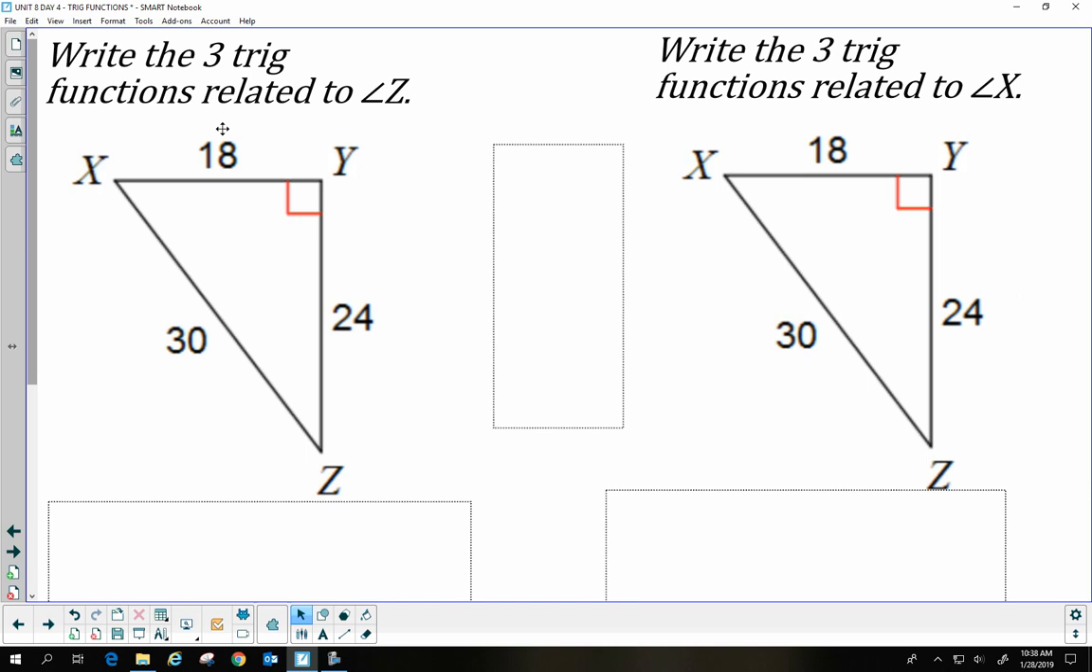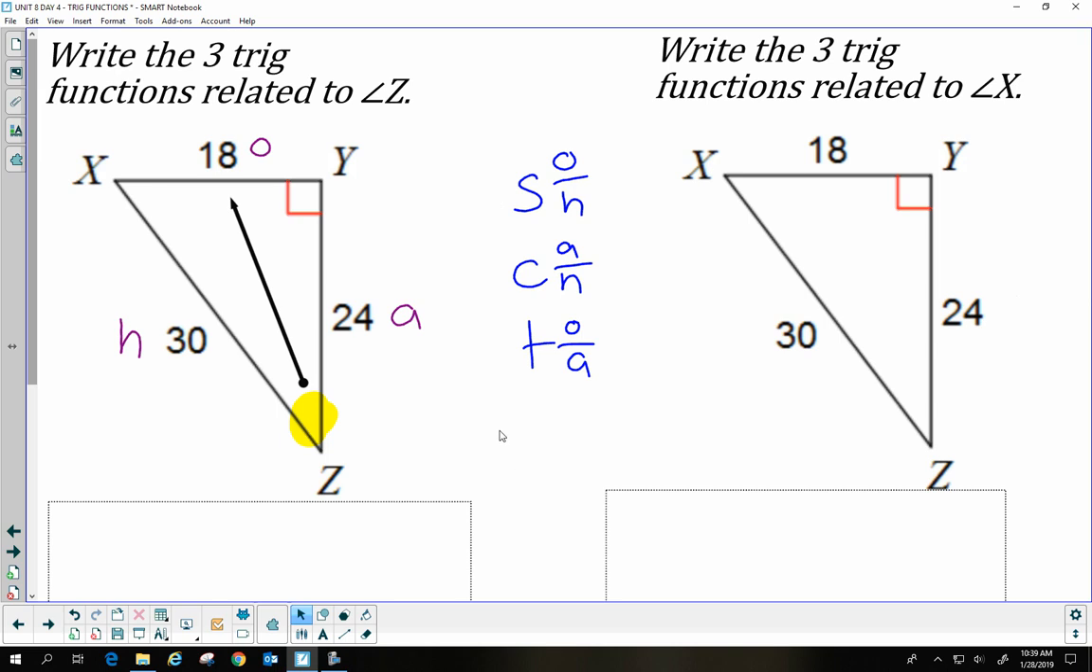So I want to write the three trig functions over here as they relate to z. So I'm going to highlight z. And then I'm going to show that 18 is my opposite side. It's opposite from z. 30 is my hypotenuse because it's across from the right angle, and that leaves 24 as my adjacent side. So it's good to write out the three functions every time, and now I can just write the relationships.